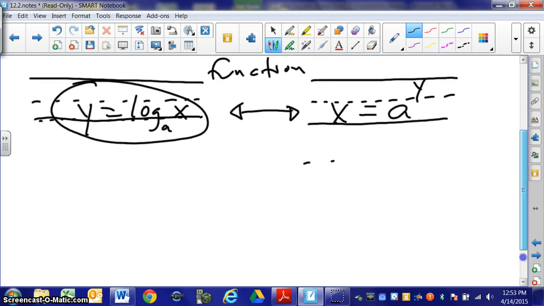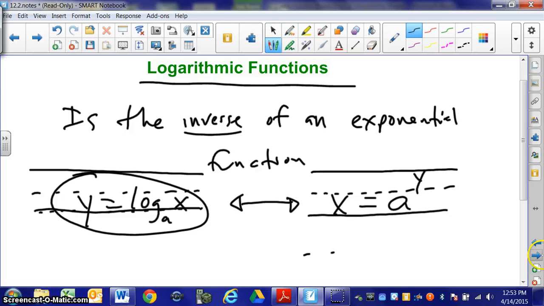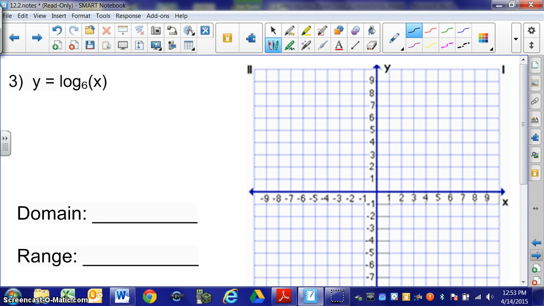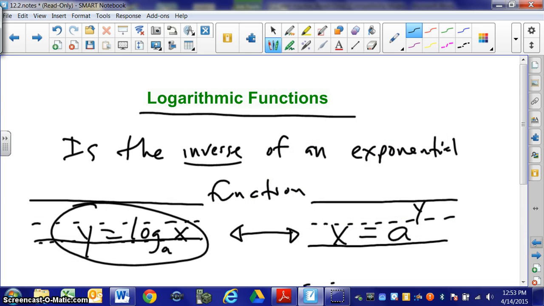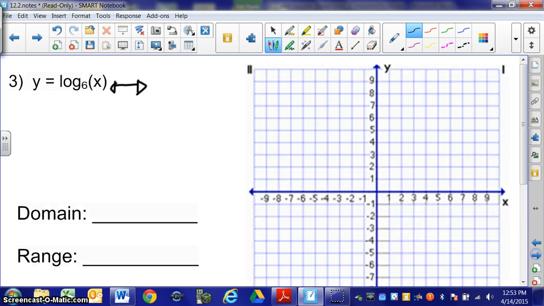Alright, with that being said, let's go ahead and graph a logarithmic function. Here's a basic logarithmic function: y equals log base 6 of x. Based on that translation, I'm going to rewrite this. Let me go back and look just to make sure I'm doing it right. Okay, y equals log base 6 of x. The y is the exponent, and the a stays as the base. So 6 to the y equals x.